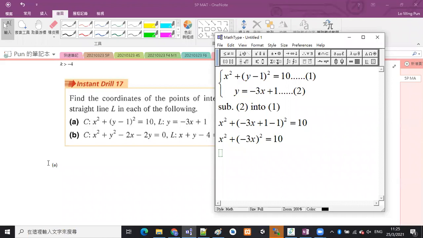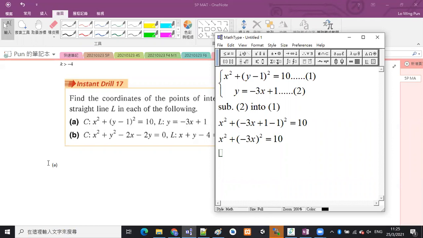And then we just use the laws of index to simplify this bracket square. The square of a negative number will result in positive, right? Okay, but positive what? Positive 3 squared x squared. The 3 can share this square. The x can also share this square.